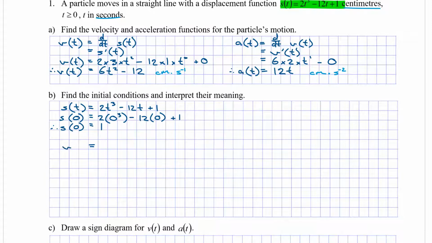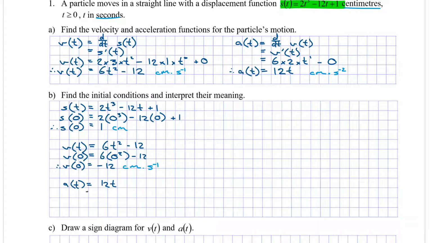Let's go for v of t, or v of 0. So what we find is that at v of 0, or at t equals 0, the velocity is minus 12 centimeters per second. Then finally our a of t.